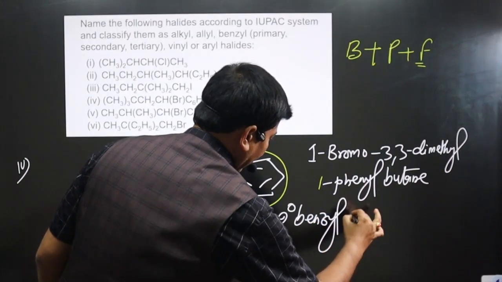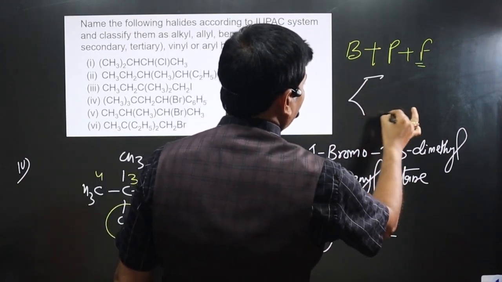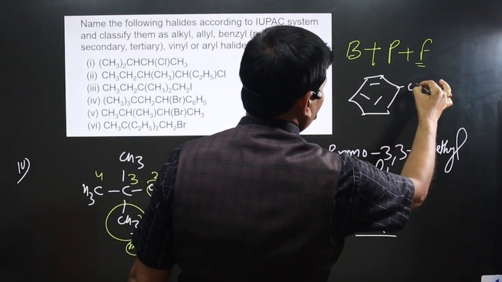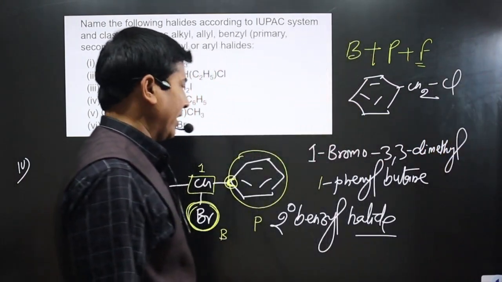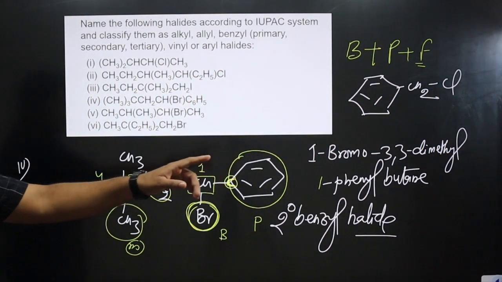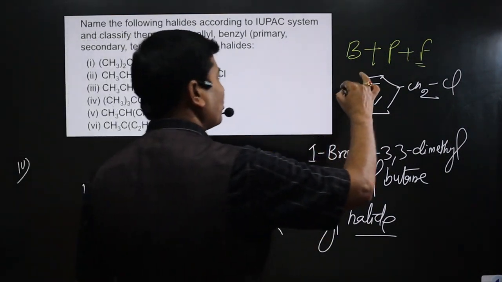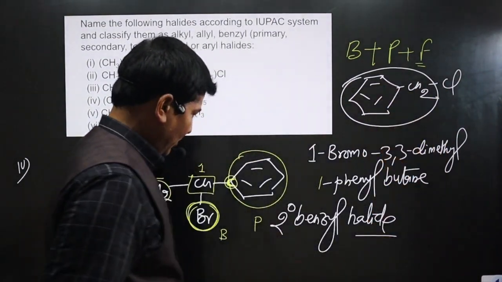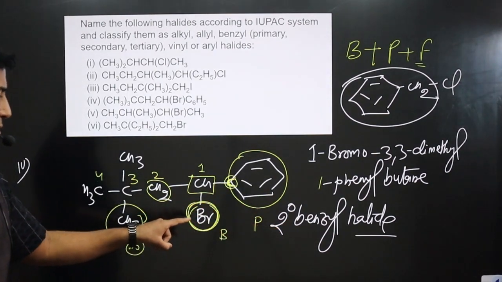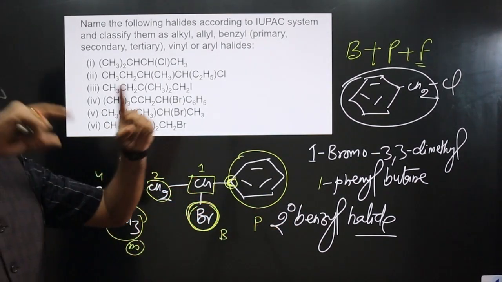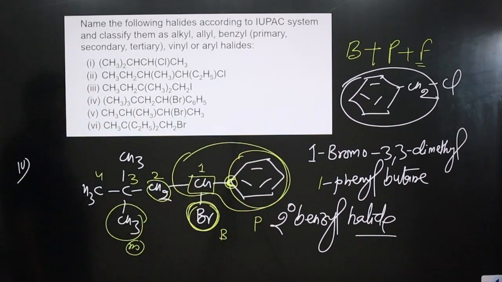Why do I use benzyl? Because you can see there is a benzene ring, and to this benzene ring a CH2 is attached, and this Cl is attached to the alpha carbon. If the halogen is attached to the alpha carbon, this is a benzyl halide. This entire portion is considered a benzyl group. So that's why we can say secondary benzyl halide. Why secondary? Because the halogen is attached to a carbon which is connected to two other carbons, and this portion is a benzyl.